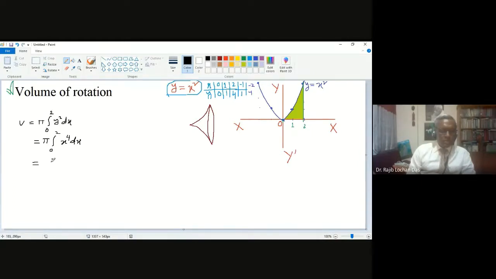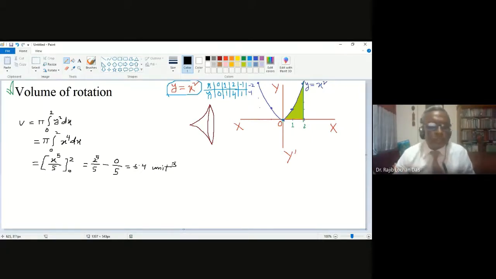So it is actually x to the power 5 by 5, then in third bracket, lower limit 0, upper limit 2. This is 2 to the power 5 divided by 5 minus 0 to the power 5 divided by 5. So it is just 0 and it is 32 by 5. So 32 by 5 means 6.4. So 6.4 you can write unit cube. So that will be the answer.